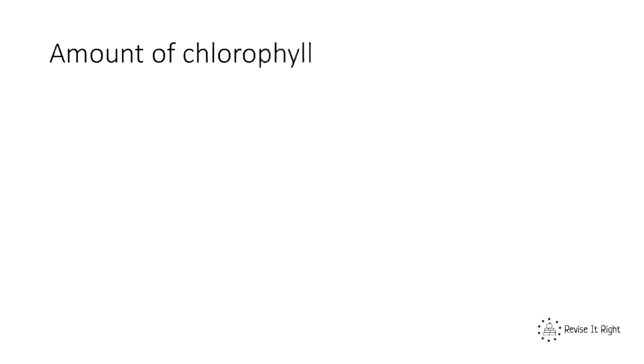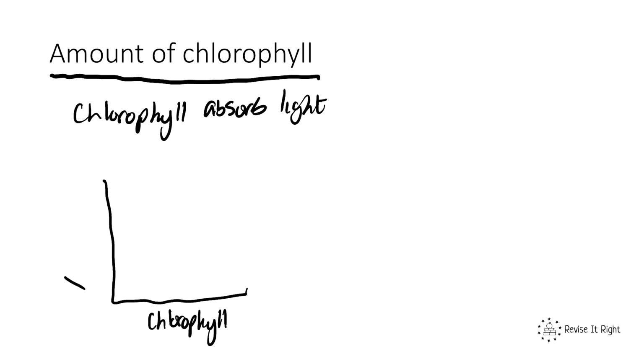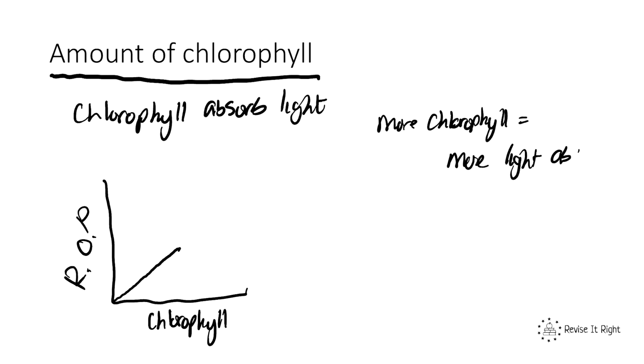And the final limiting factor that could affect photosynthesis is the amount of chlorophyll. You'll remember that chlorophyll absorbs light energy for photosynthesis to take place. So the more chlorophyll, the more light energy can be absorbed. If we draw a graph and put amount of chlorophyll along the x, and again rate of photosynthesis along the y, as we initially increase the amount of chlorophyll, we are increasing the rate of photosynthesis. As I just said, that is because more chlorophyll means that more light can be absorbed, which means more energy for photosynthesis to take place.